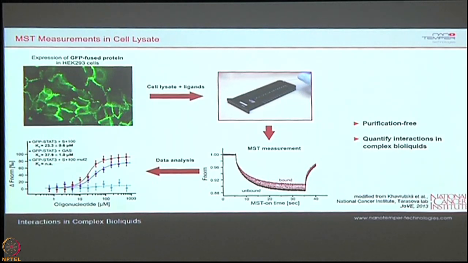As I said, this is one example where you have cell lysate. When you are working with biological fluids, like serum or cell lysates, you have thousands of proteins. So you can even bypass purification. If your protein of interest has a histag, you add the dye, which binds very specifically to the histag, and then titrate the other partner. In this way, even for disease markers, many people working in proteomics are also using MST as a complementary tool to screen different samples for analysis.